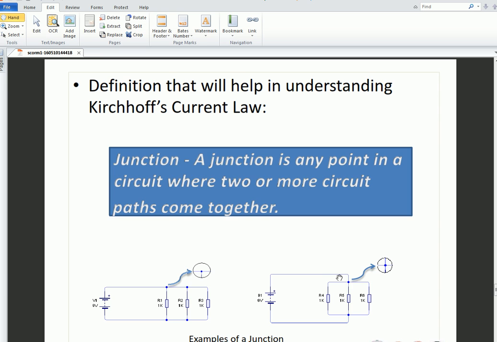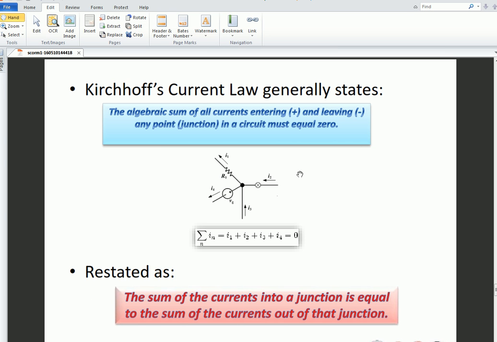So Kirchhoff's current law states that the algebraic sum of all currents entering and leaving any point in a circuit must equal 0. Please note again that the sum is an algebraic sum. If we take the current entering a junction as positive, then the current leaving the junction would be taken as negative.